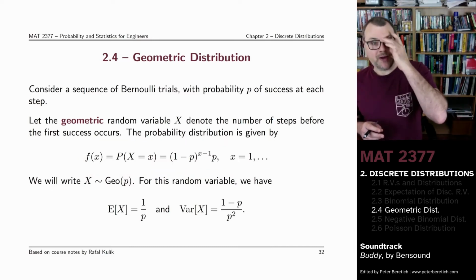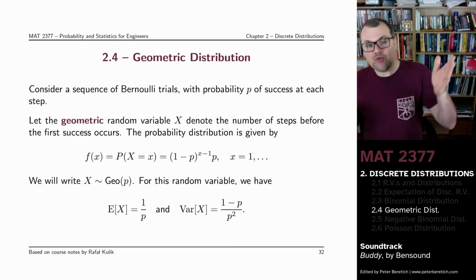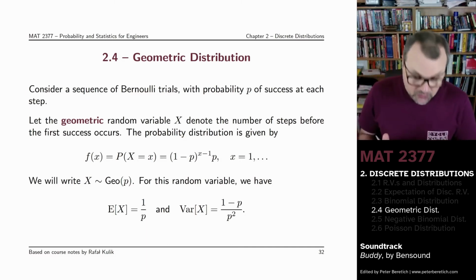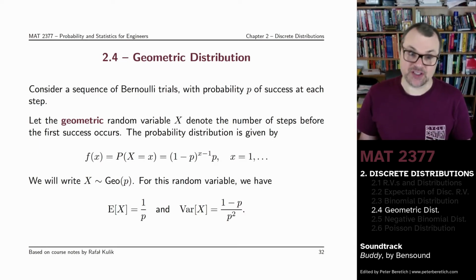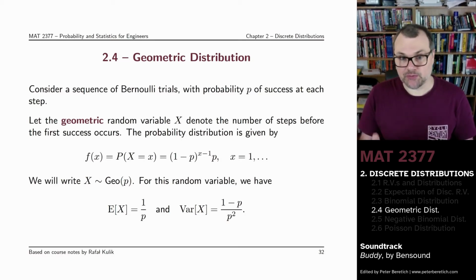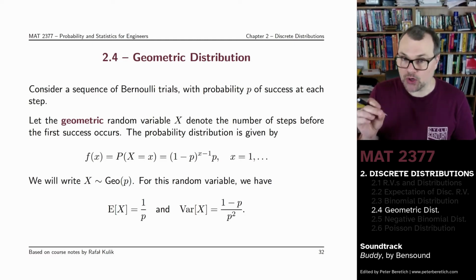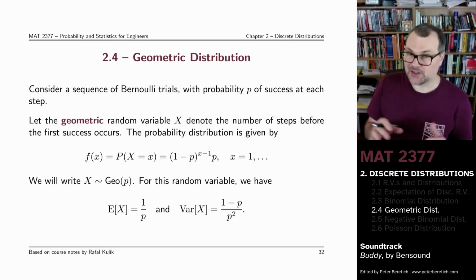When we're talking about a geometric random variable, we write it as geo with parameter value p. So we'll say that X follows a geometric distribution with parameter p, and we write it Geo(p). For this specific random variable, you can show that the expectation of the number of trials would be 1 over p.